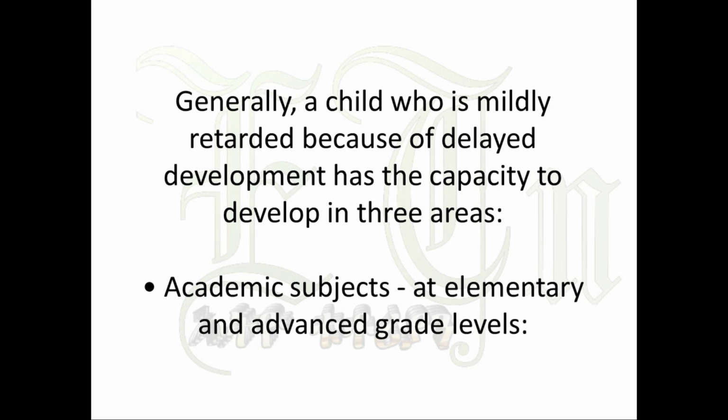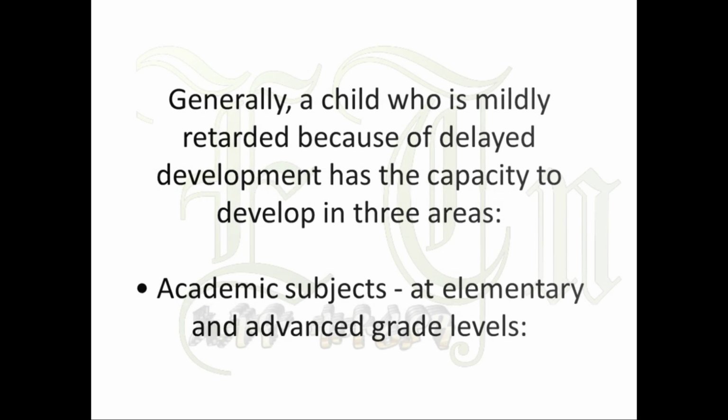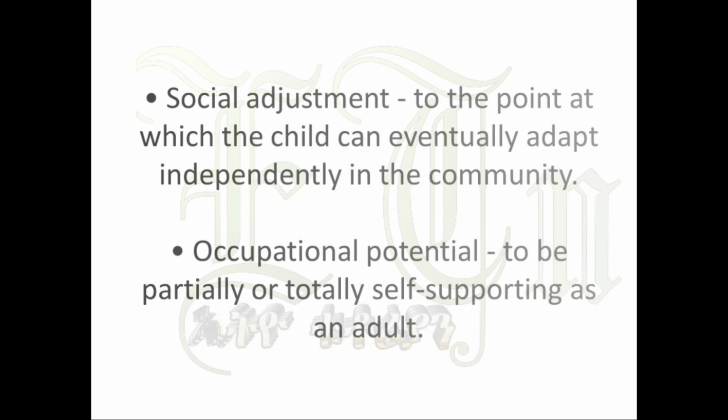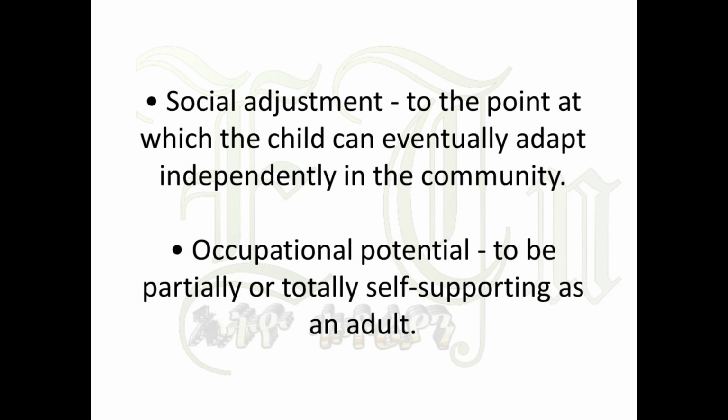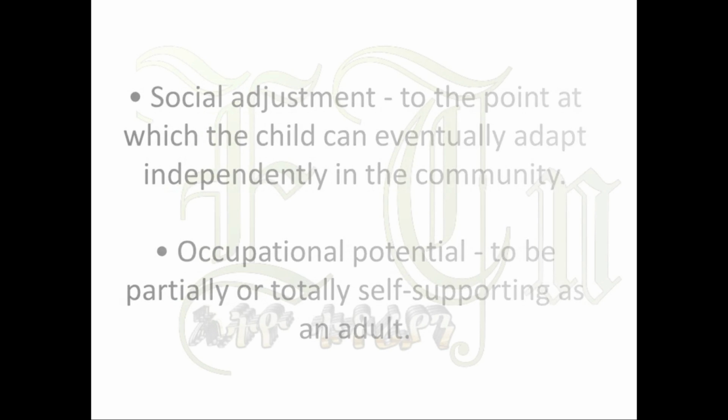Generally, a child who is mildly retarded because of delayed development has the capacity to develop in 3 areas: academic subjects at elementary and advanced grade levels, social adjustment to the point at which the child can eventually adapt independently in the community, and occupational potential to be partially or totally self-supporting as an adult.